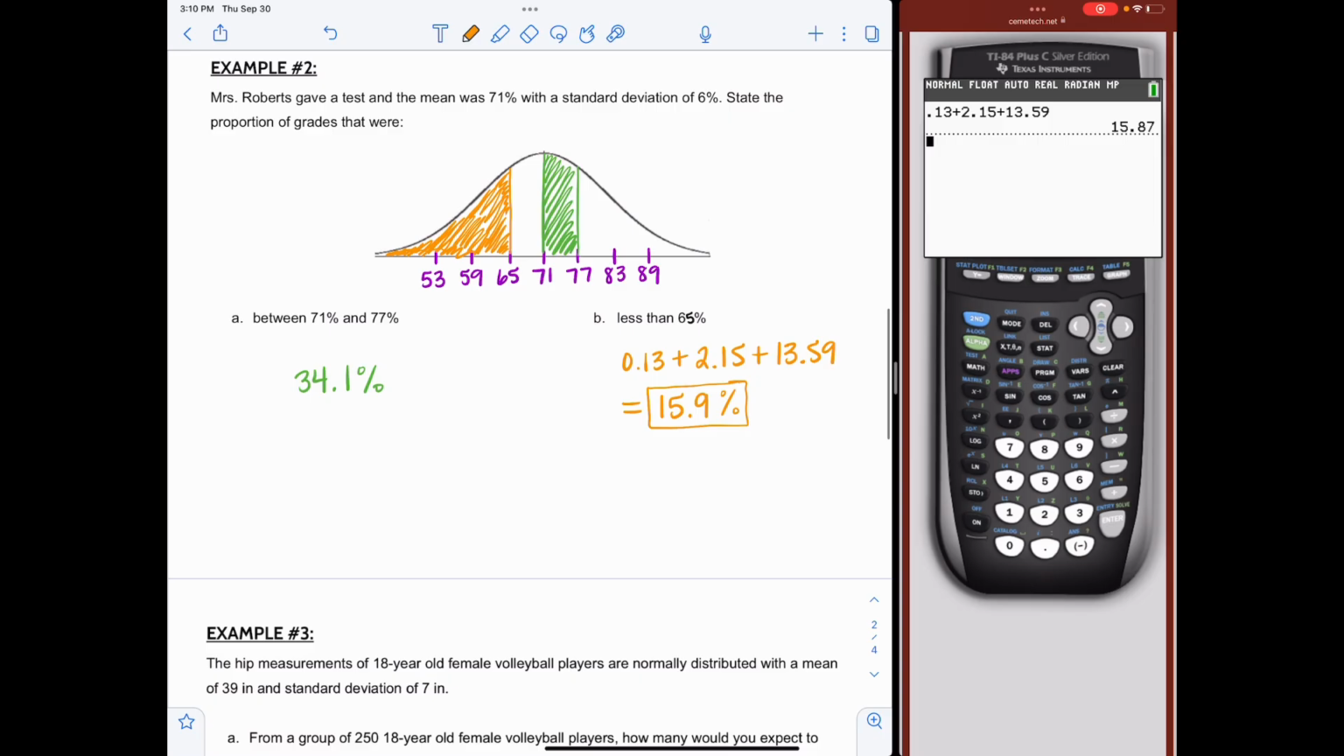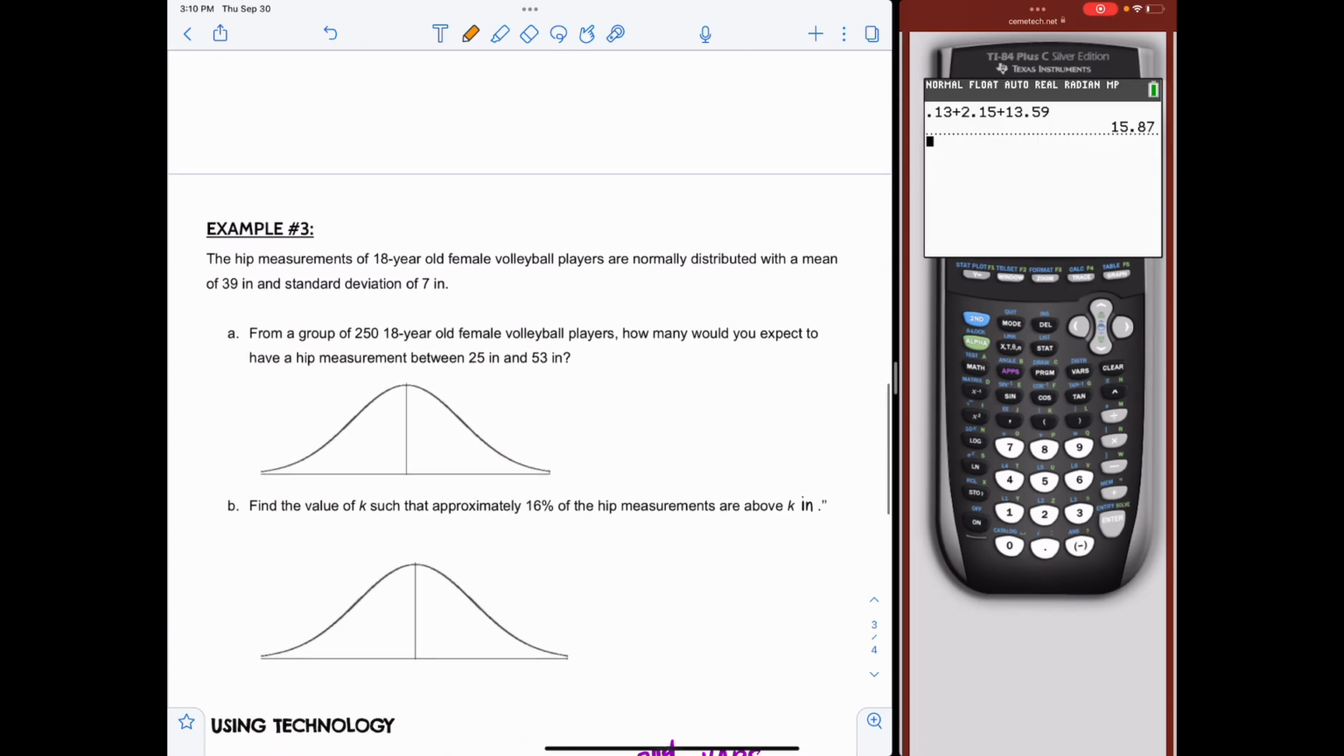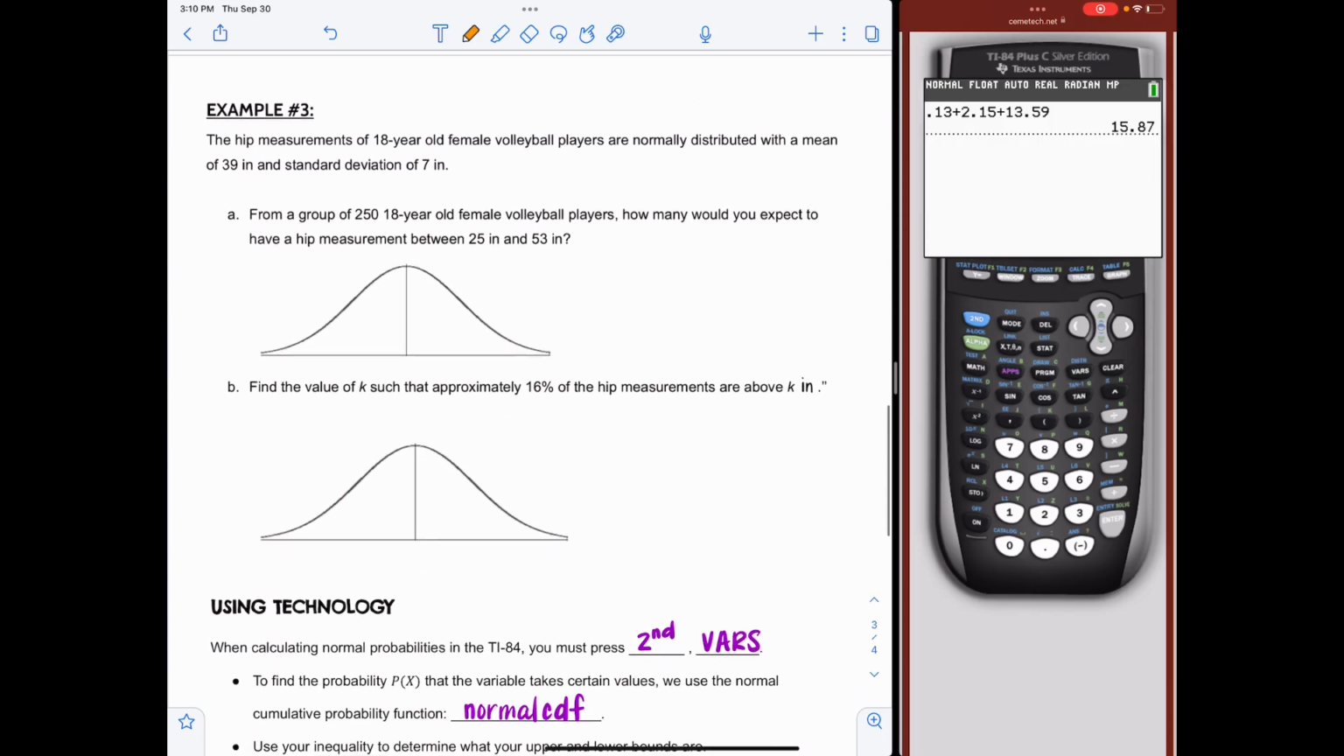All right, so now let's look at number 3. The hip measurements of 18-year-old female volleyball players are normally distributed with a mean of 39 inches and a standard deviation of 7 inches. Part A is asking, from a group of 250 18-year-old female volleyball players, how many would you expect to have a hip measurement between 25 and 53 inches?